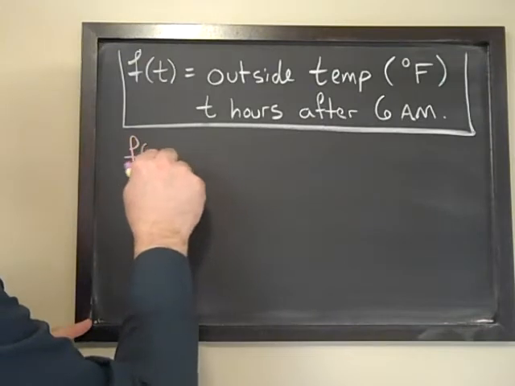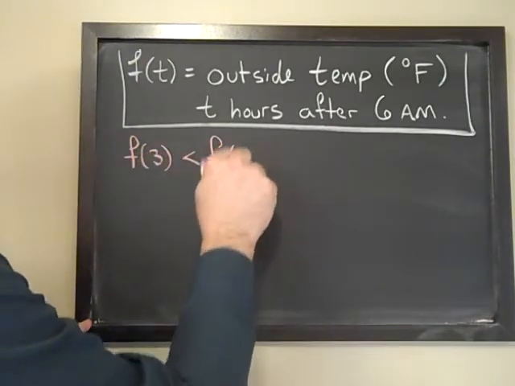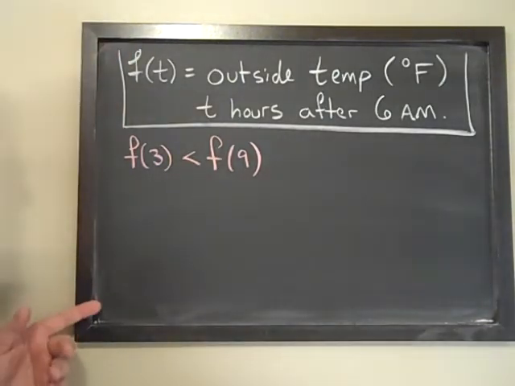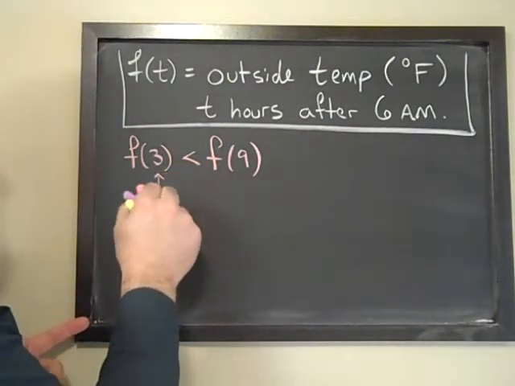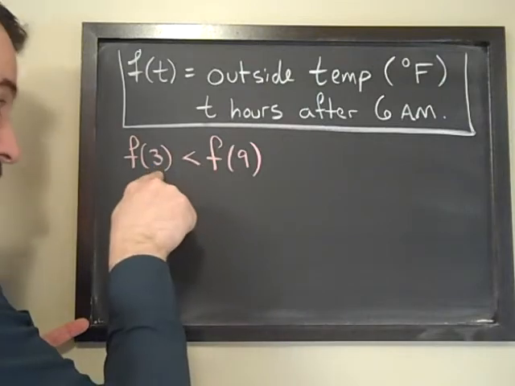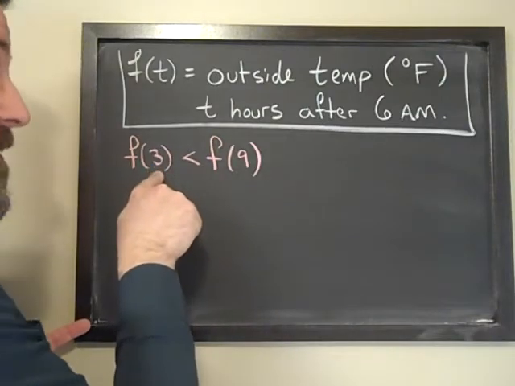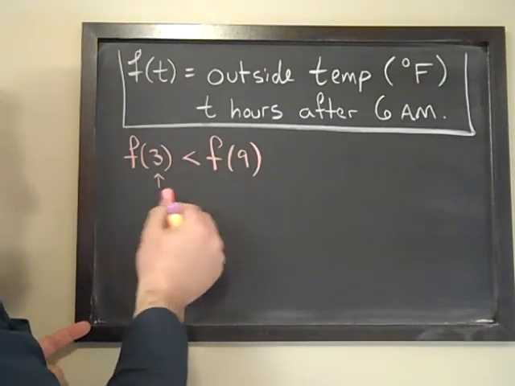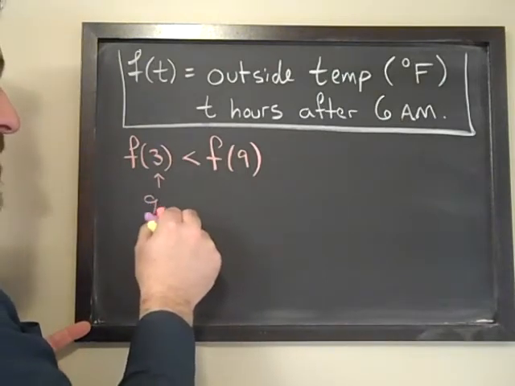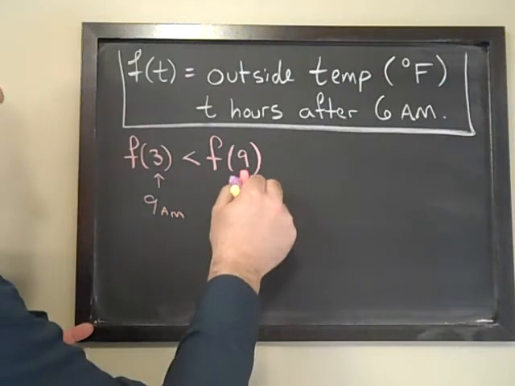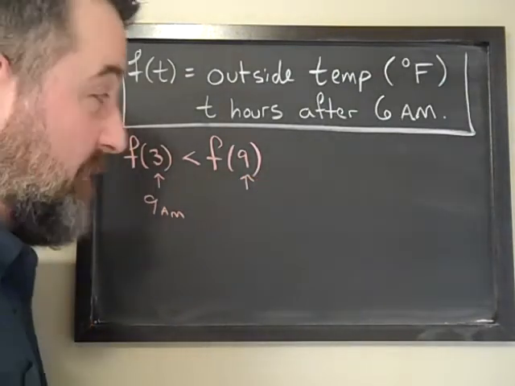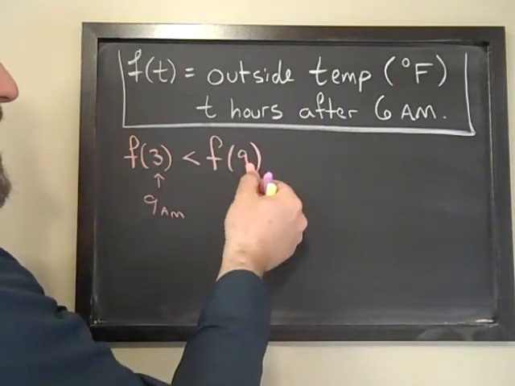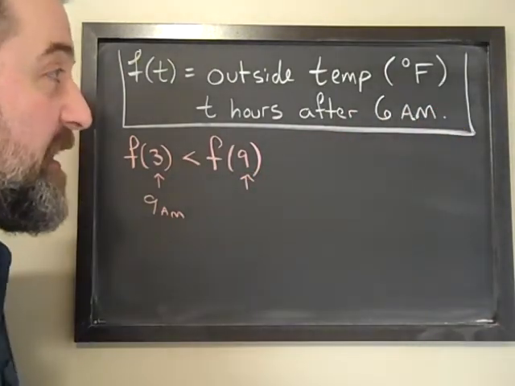Now the last part of this problem is asking us to explain what it means if we see f of 3 is less than f of 9. If we see f of 3 is less than f of 9, this is telling us a time where t is what? 3 hours after 6 a.m. So that's saying 9 a.m. Here, this is telling us a different time value. It's still the function f of t. That's now a new t. The t is 9. 9 hours after 6 a.m.